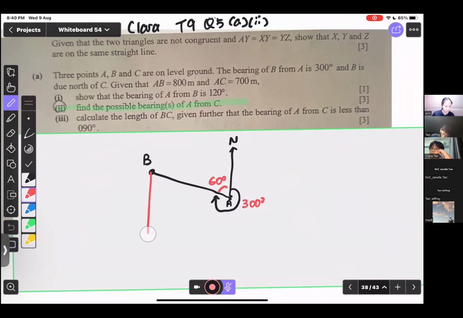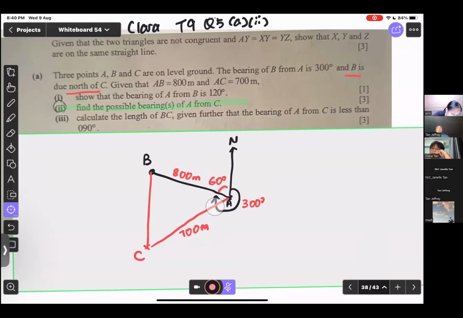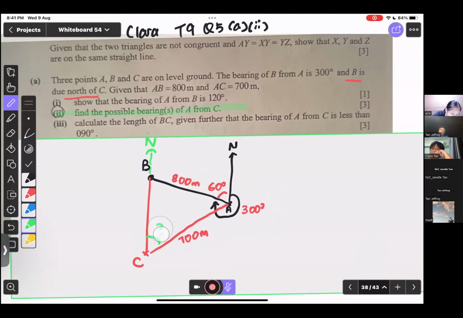B is due north of C, so C is south of B. AB is 800 meters. AC is 700 meters. Find the possible bearings of A from C. A from C, right? So you know that this is also the north arrow. They are asking you for this angle. That's all.